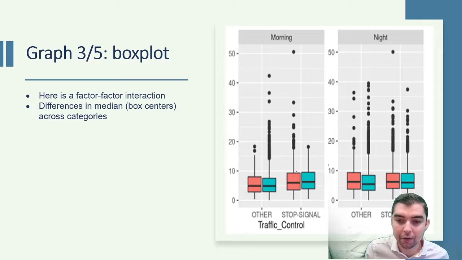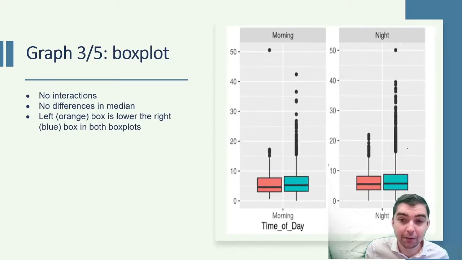If you look at this group here, notice that this red box is lower than the blue box. Compare that to this side, where the red center is slightly higher than the green center here. If there was no interaction variable, then they would look like this, where the left box plots are essentially the same as the right box plots.